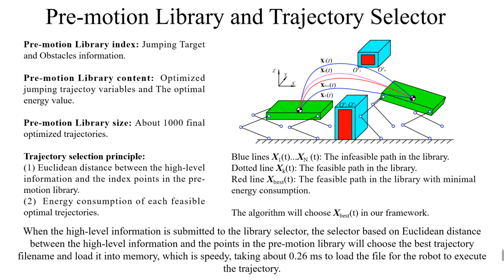When the high-level information is submitted to the library selector, the selector, based on the Euclidean distance between the high-level information and the points in the pre-motion library, will choose the best trajectory filename and load it into memory, which is speedy, taking about 0.26 milliseconds to load the file for the robot to execute the trajectory.